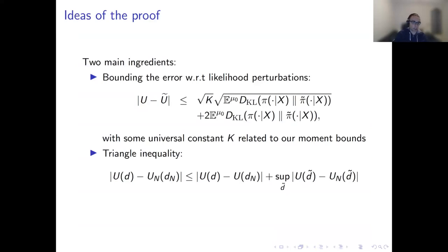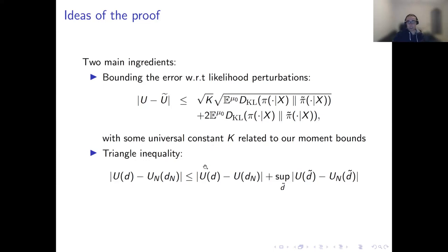Just some brief ideas regarding the proofs. There are two main ingredients. First of all, there is a brute force upper bound for the difference between two expected utilities. I dropped the dependence on d because it doesn't matter here so much. For a fixed design, you can look at two expected utilities and you get an upper bound by a constant times the square root of exactly this approximation rate that we assumed. In practice, this square root will dominate as the rate goes to zero, and the constant will depend on the moment bounds that I assumed earlier. This underlies the first result.